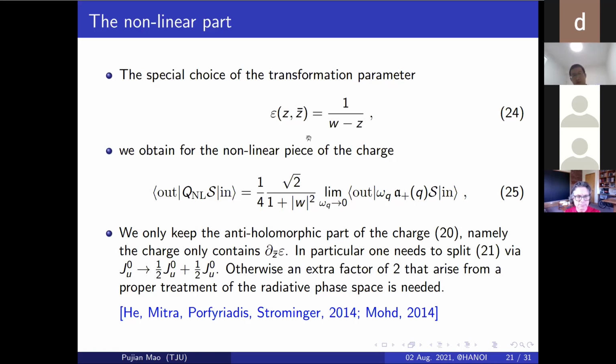And of course, you can get the holomorphic part when you choose epsilon equal to 1 over w bar minus w bar. For this, it's like we are only dealing with half of the full theory. You need to split the current into two pieces. Otherwise, you need an extra factor of 2 that arises from a proper treatment of the radiative phase space.